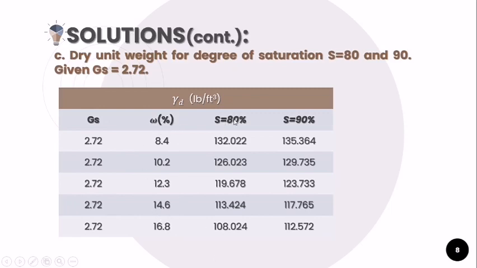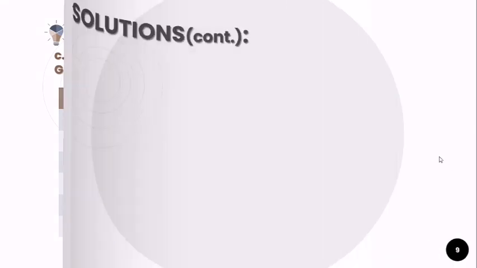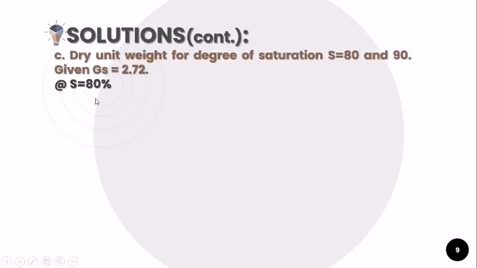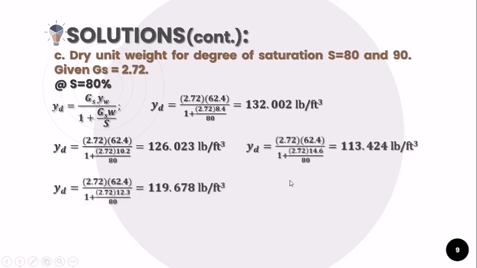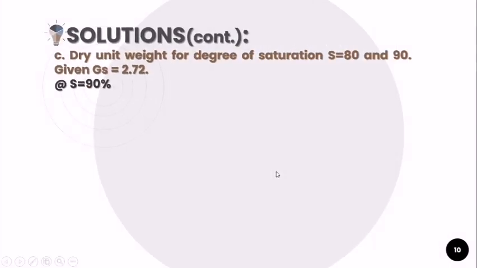So at S equals 80%, to obtain those values, I use this formula: the dry unit weight is equal to the specific gravity times the unit weight of water, which is 62.4 in SI unit, divided by 1 plus Gs times w over S. So with that, at S equals 80%, the degree of saturation, we have the formula, so just substitute again and again the values. So we have obtained these respective values that we are going to use later for plotting the curve, I mean the graph for this task.